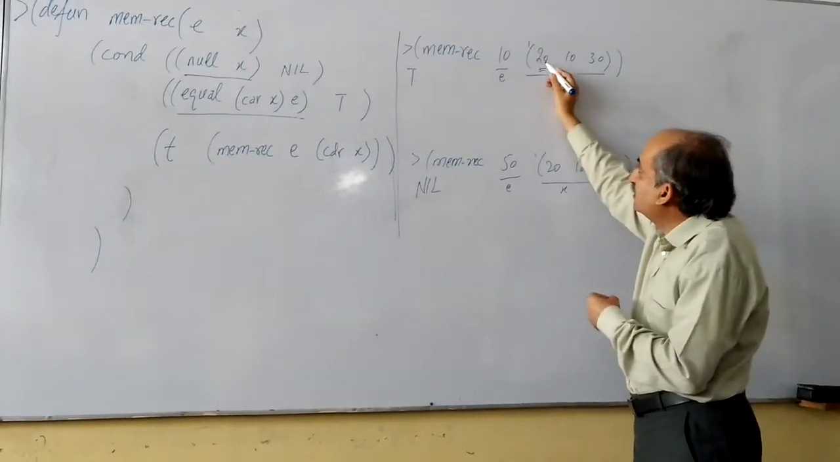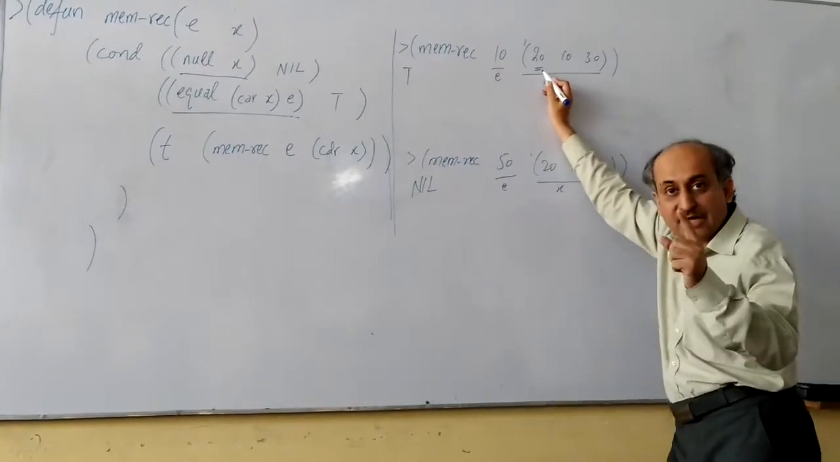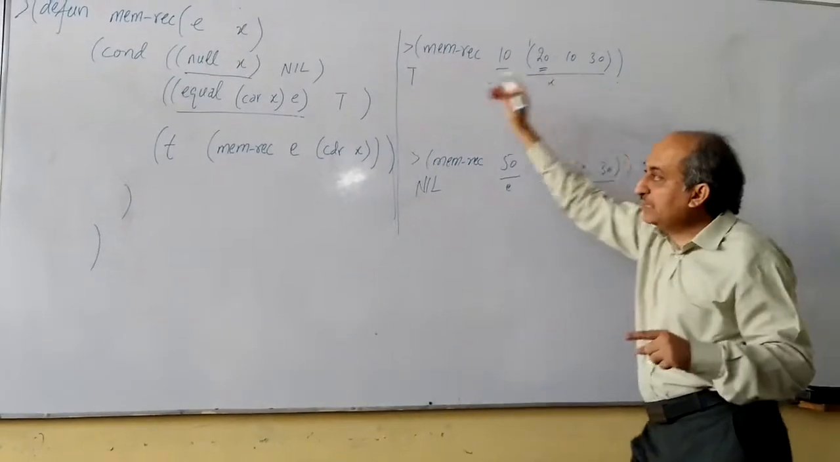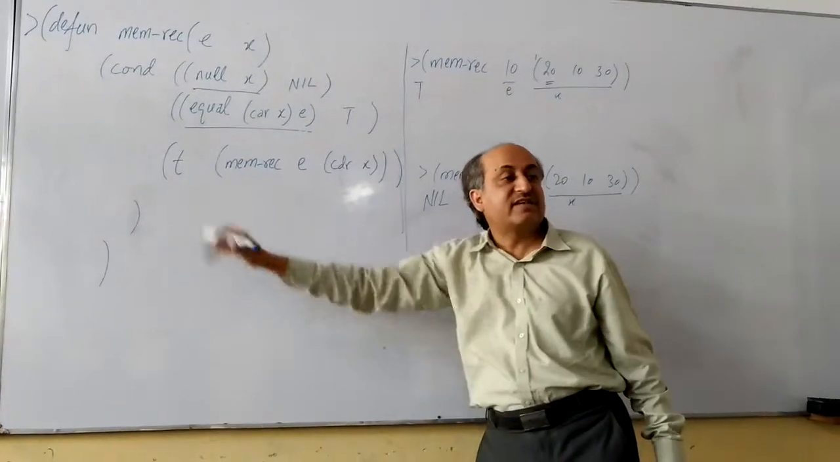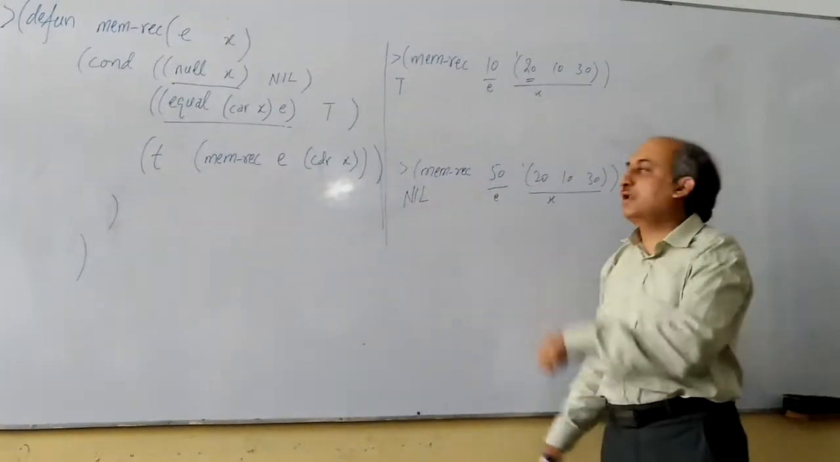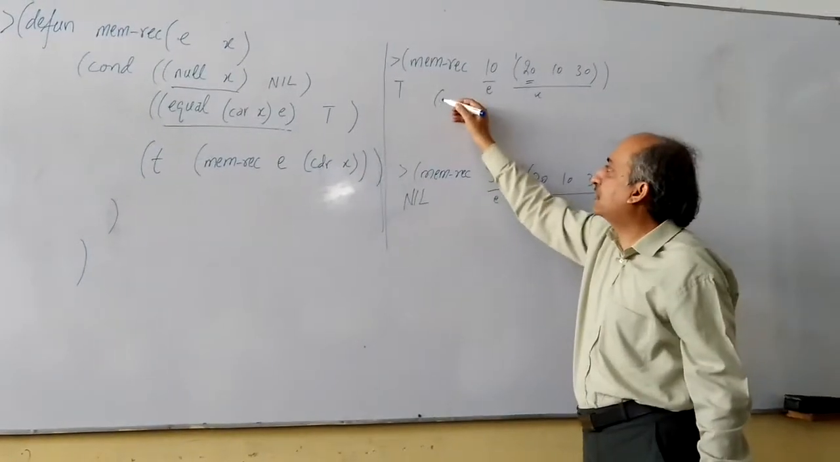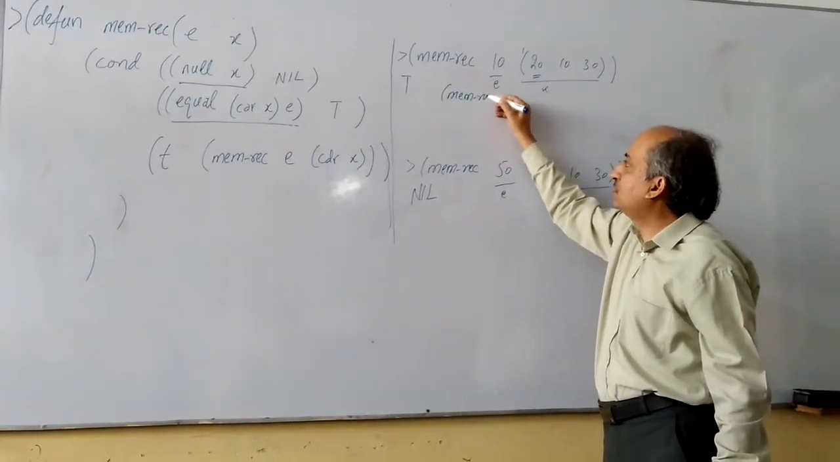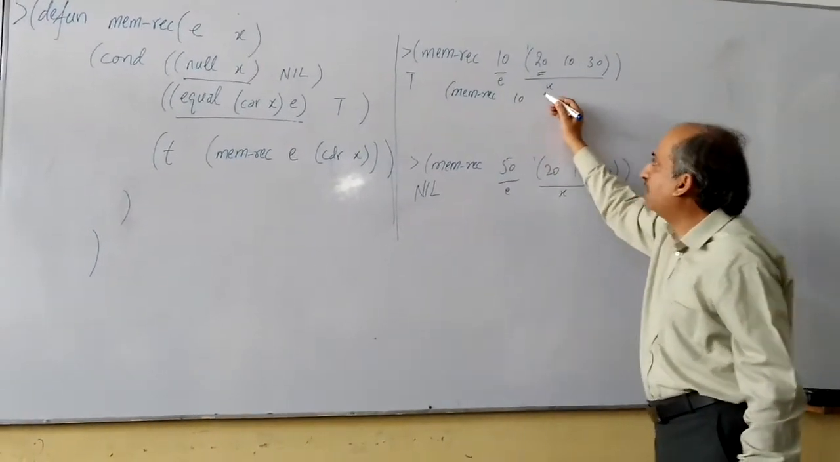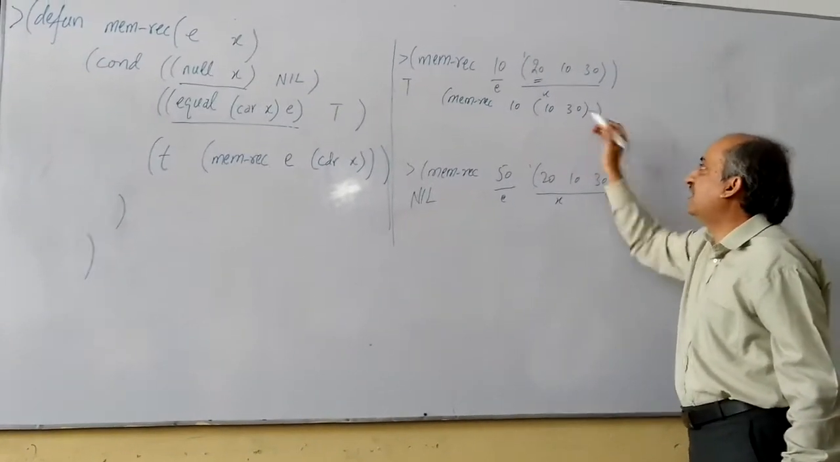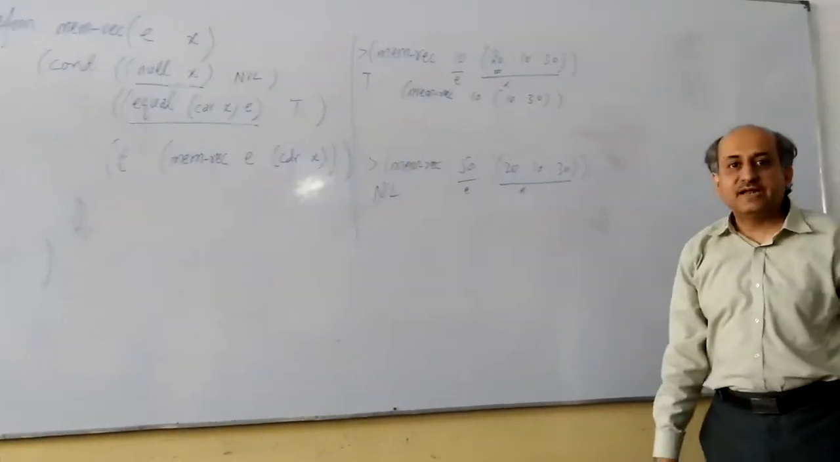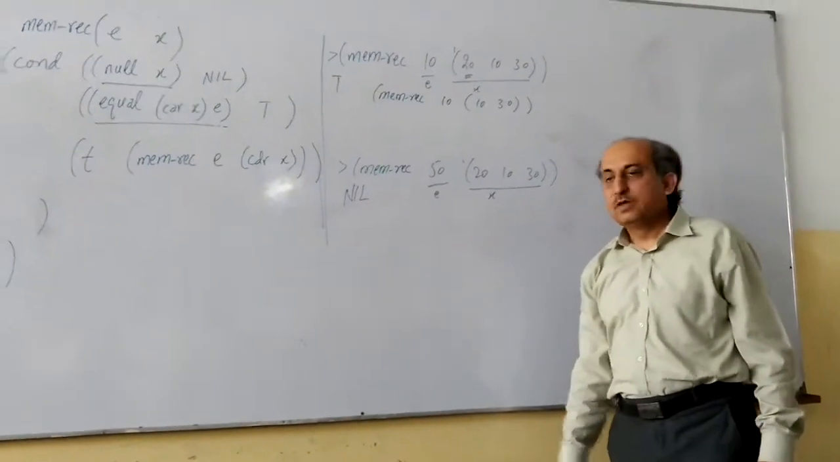What is car of x? 20. Is 20 equal to 10? No. When the condition is false, control will not go to that part. Control will go to the next clause, and the next clause is the default clause. And in the default clause, we are calling the member recursive function again on the reduced list: 10 and cdr of x. If we take cdr of x, then it will be 10 and 30. Is it understandable? Yes. Okay.